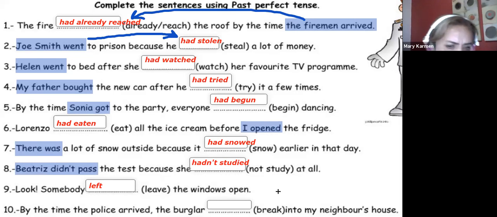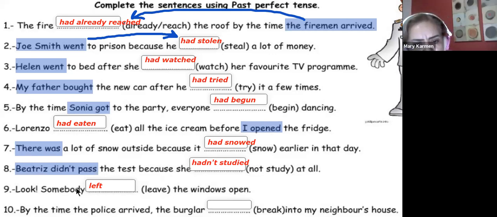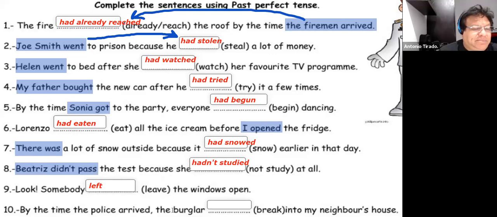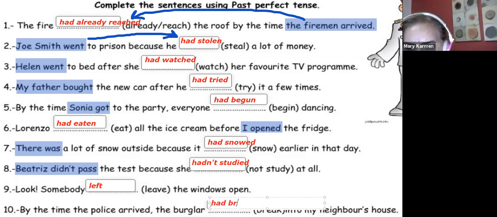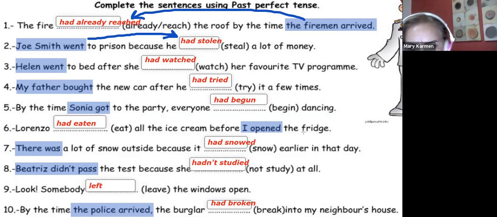But the last one, number ten: by the time the police arrived, the burglar had broken into my neighbor's house, no? Had broken, because we have the police arrived. Yeah, the police arrived. Right. Good? All right, next.